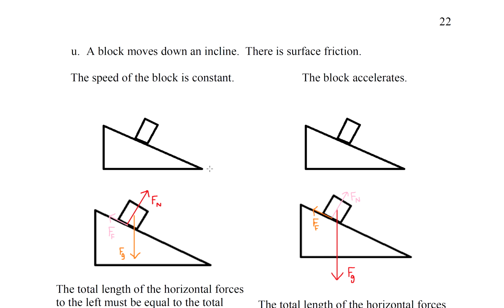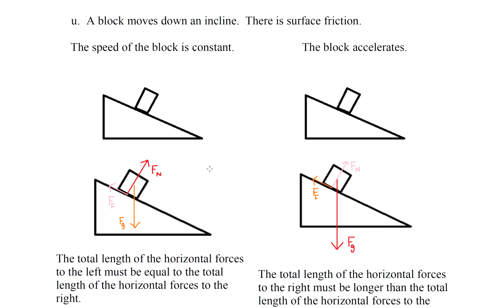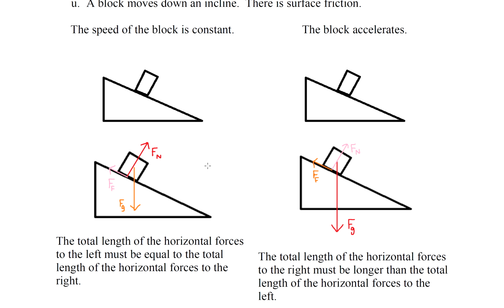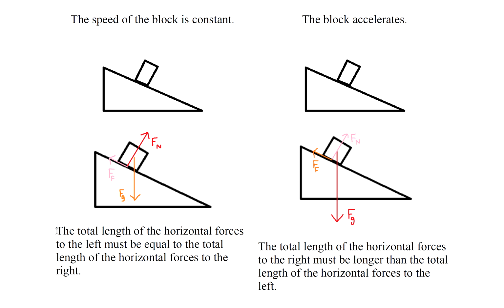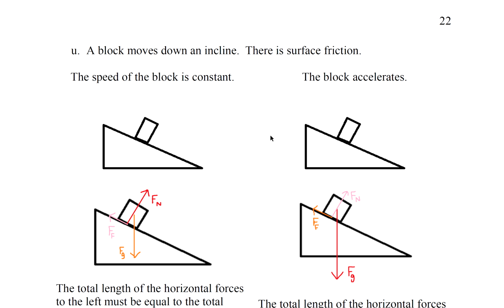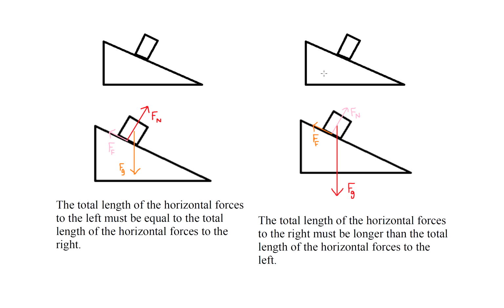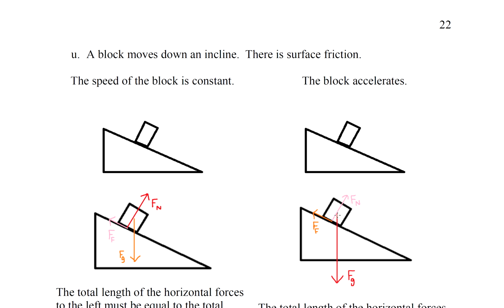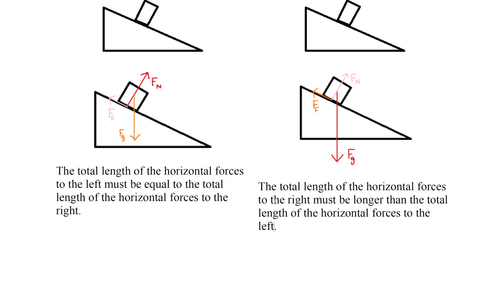Part U, a block moves down an incline. There is surface friction. So it's moving down an incline. If the speed of the block is constant, the total length of the forces to the left must equal the total length of the forces to the right. Now, on the right side, it says a block accelerates. So the length of the total forces to the right, this is a mistake. It should say down. The length of the total forces down must be longer than the length of the total forces up, because you could see the block is accelerating downwards. So this should say down.